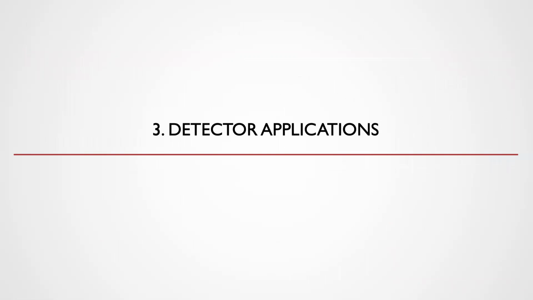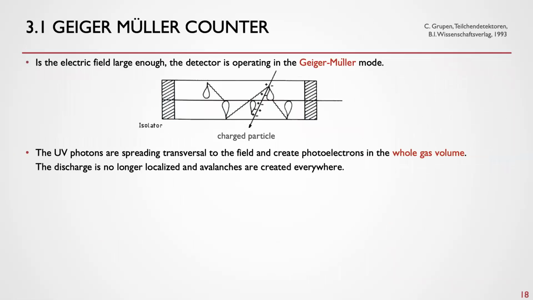So let's look at detector applications. We start very simple with the Geiger-Müller counter. Geiger-Müller is not used in high energy physics, except for the people who operate the detectors at hadron colliders, because they do not want to expose themselves to radioactive fields. Geiger-Müller detector is used to detect radioactive radiation. The characteristic is that it's operated at a very high electric field, a small volume.